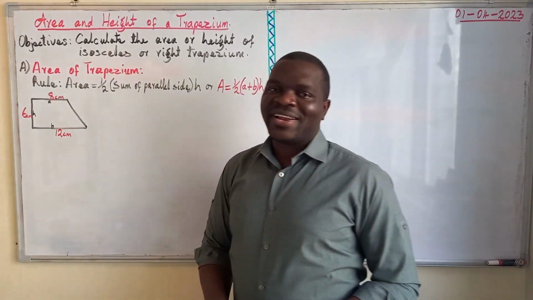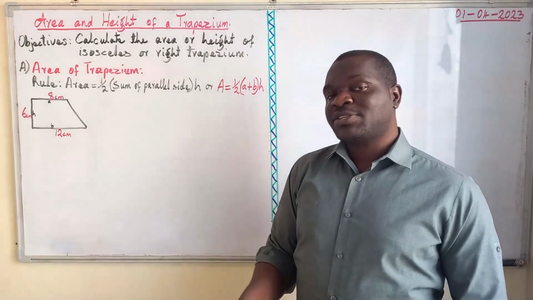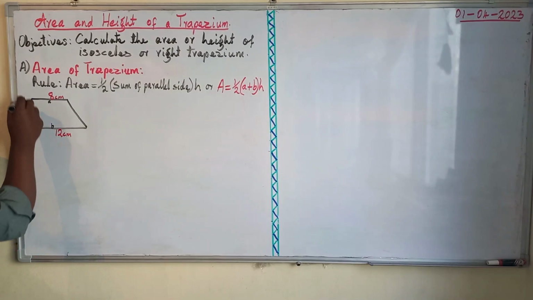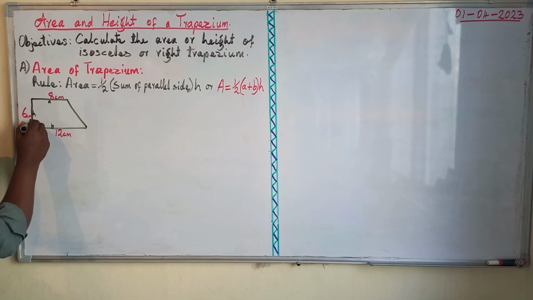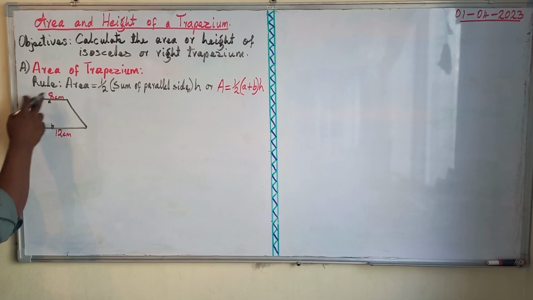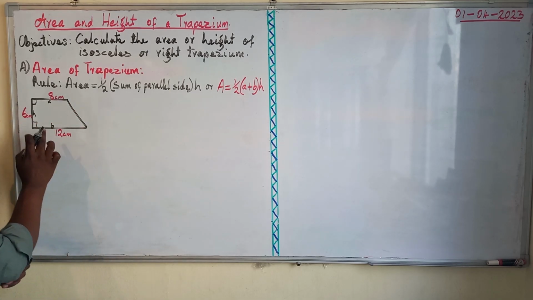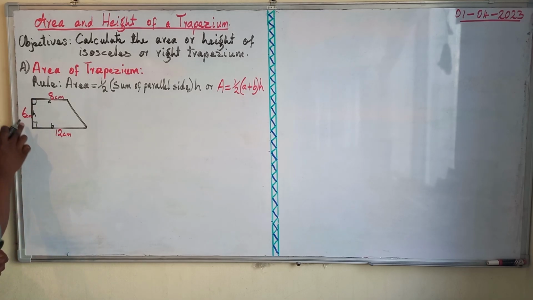Here is our right trapezium. What makes us identify it as a right trapezium is because this perpendicular line joining the parallel sides meets the parallel side at right angles. a is a base, which we call a parallel side, and b is another base, which is a parallel side. This line, which measures 6 centimeters, is the height.